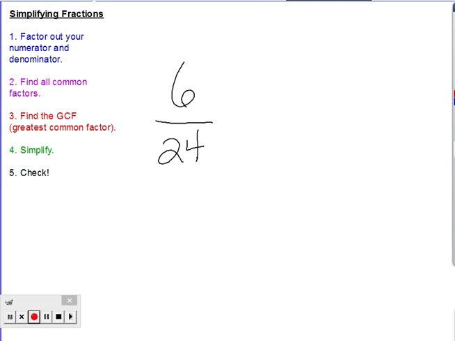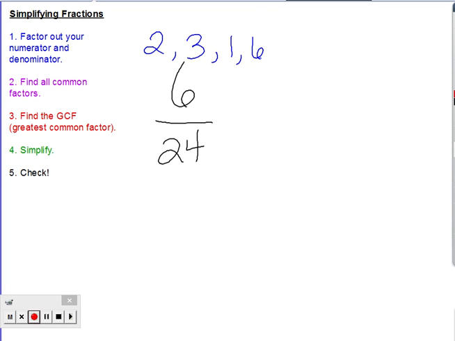So step 1 is factor out your numerator and denominator. So let's factor out our numerator first. I know that 2 times 3 equals 6. So 2 and 3 are both factors. Can you press pause and think of another combination that makes 6 by multiplying? Press pause now and see if you can think of the other way to make 6 by multiplying. Okay, hopefully you figured out that 1 and 6 are both factors of 6 because 1 times 6 equals 6.